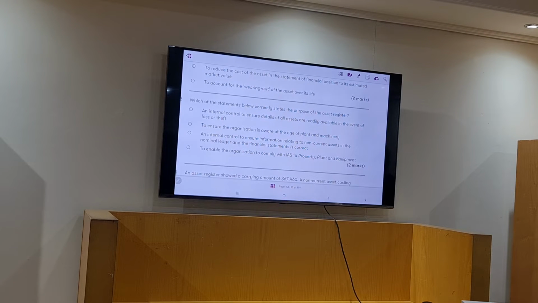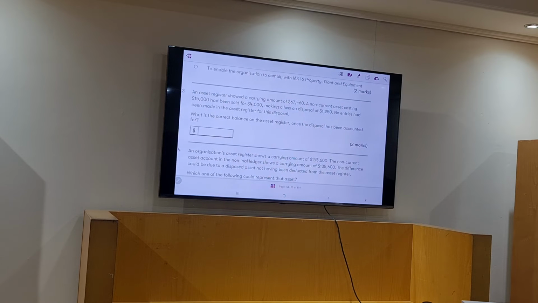Because the question they asked was about the asset register. So in the first option, it is to ensure details of all assets are readily available. Here they mentioned specifically non-current assets. So that is the confusion. But anyway, the answer is the third. You understood or not? Can you go to this question?